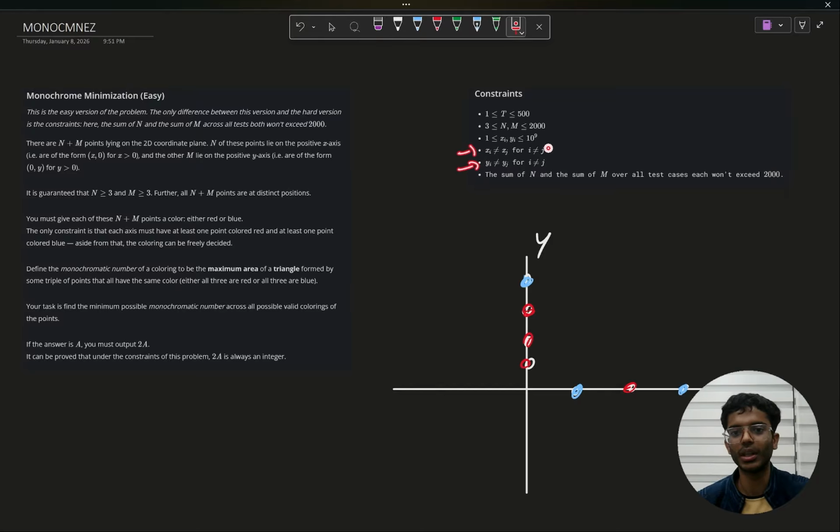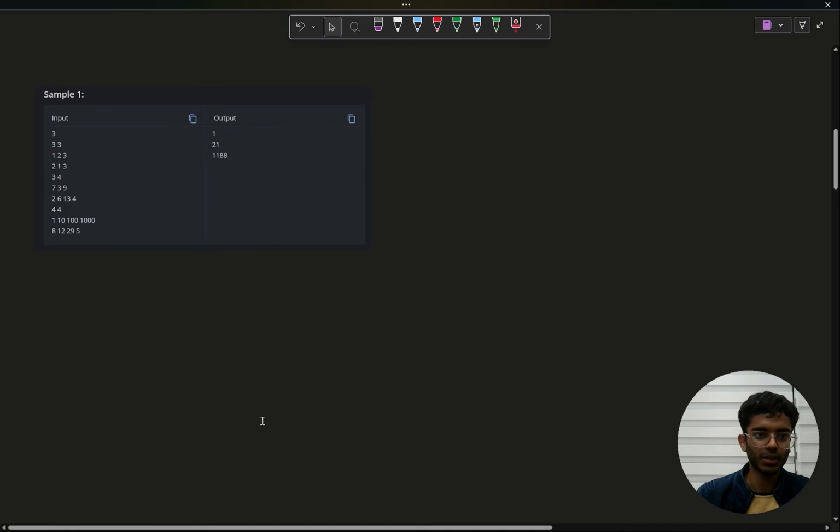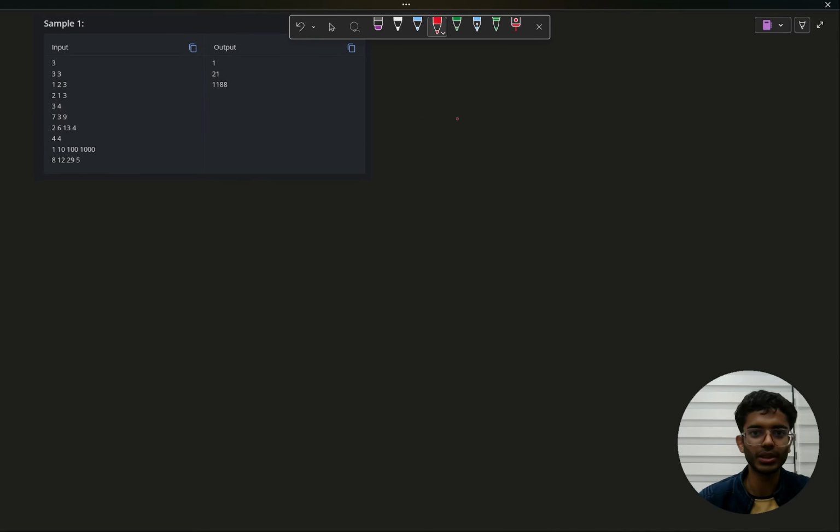We're also given that no 2 points lie at the same position and the sum of n and m over all the test cases does not exceed 2000. Now let's see the sample input. In the first input, we are given a coordinate plane and the points are at 1, 2, and 3, and the other points are again at 1, 2, and 3. Now we can assign a coloring such that this is colored red, this is also red, this is also red, and these two are colored blue.